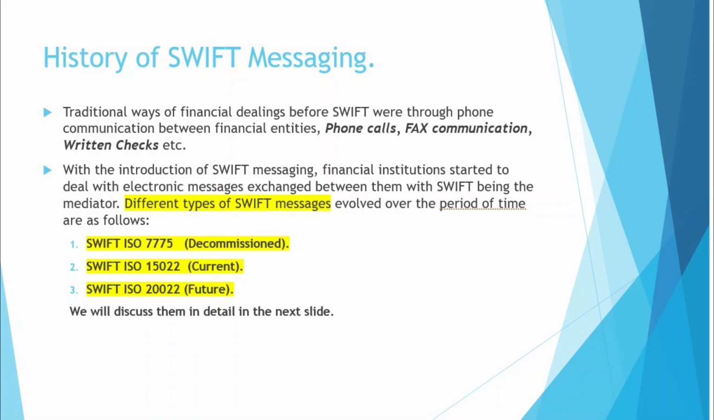We'll now discuss the history of Swift messaging. In traditional ways, when the financial dealings were done in old days, they were done either on phone calls, fax communication, or having written checks from one institution to another. With the introduction of Swift messaging, financial institutions started electronically exchanging messages between them with the help of Swift as a mediator, and all the different types of formats which I mentioned earlier were being used. We'll cover each of these message types in detail next.